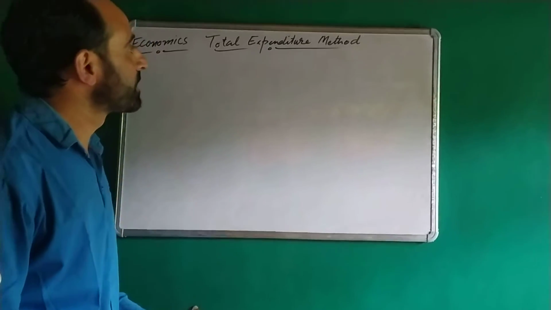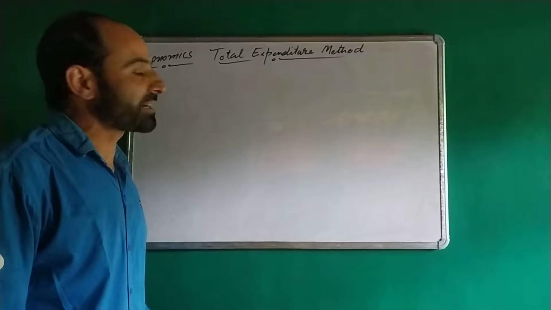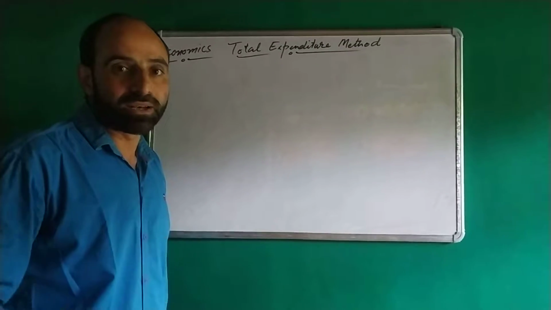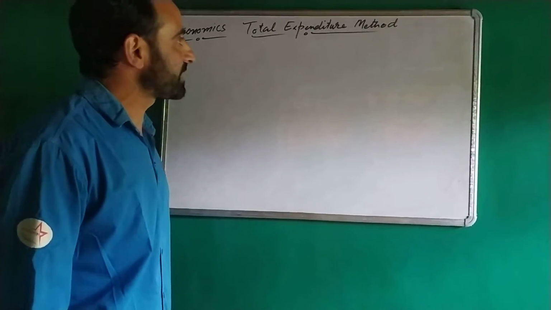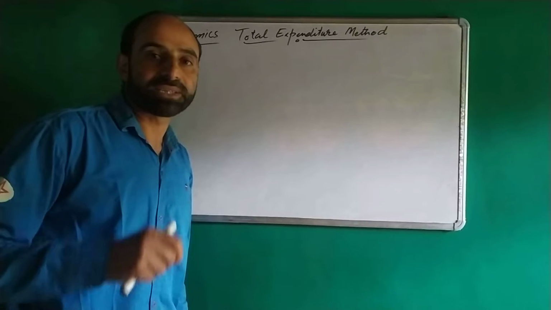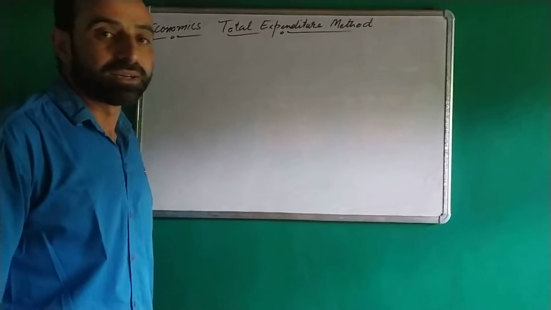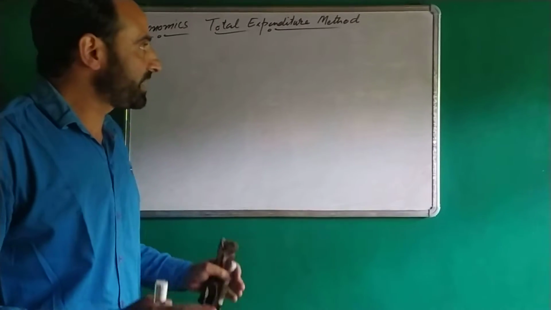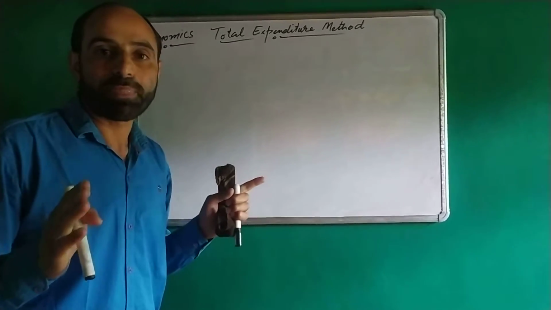Hello friends, our today's topic is total expenditure method of measuring elasticity of demand. How is elasticity of demand measured by this total expenditure method? This method was suggested by Marshall, so it is also called Marshallian method of measuring elasticity of demand. Here we measure elasticity of demand with the help of total expenditure.